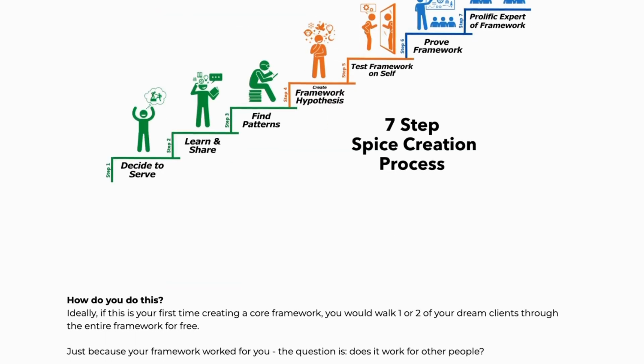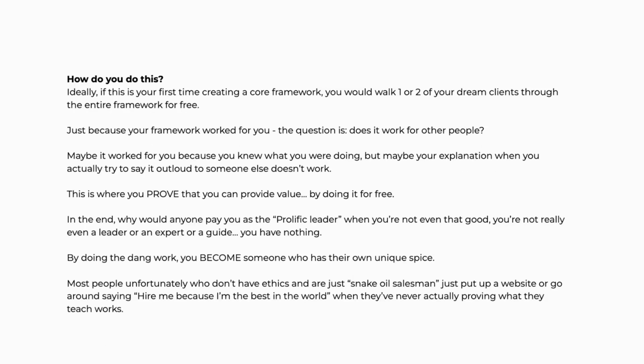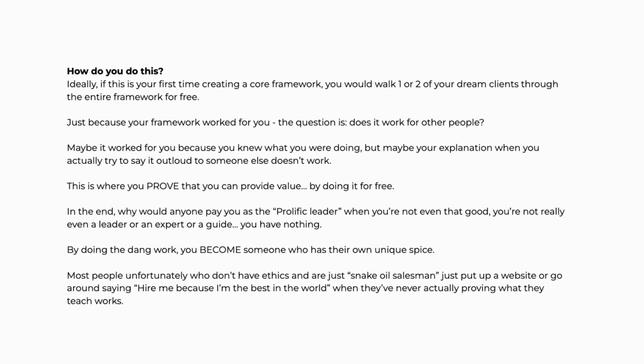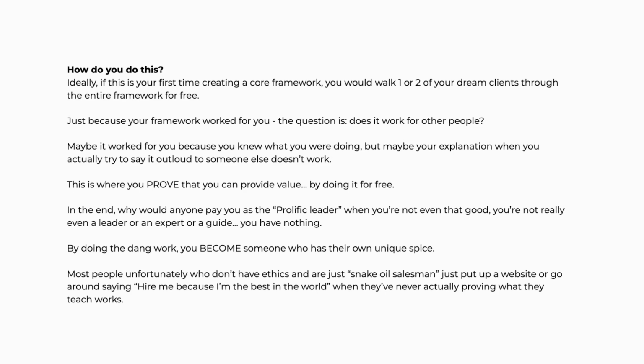How do you do this? So ideally what you're going to do now is you're going to take your framework, right? If it is, let's say, a fulfillment framework, or, let's say, a SPICE messaging framework, you're going to walk 1 to 2 dream clients through the entire framework, typically for free or charity or all the other different strategies that you've learned in certification, right? Because just because the framework worked for you, the question is, is it going to work for other people, right? Maybe it worked for you, but maybe it doesn't work for other people the way that you think it's going to.